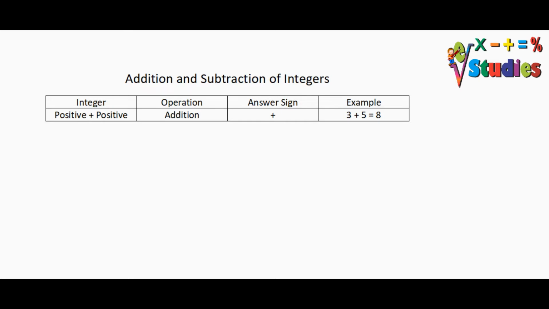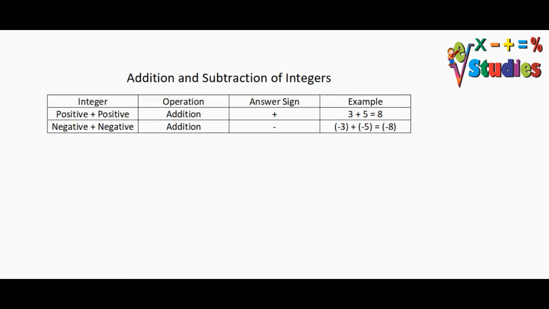When we have got two positive integers, we need to perform addition on them, and the sign of the answer will be positive. So for example, we have got here positive 3 and positive 5. Yes, we need to do addition on them. So 5 plus 3 will give us 8, and the answer sign is positive. And remember students, that we do not put the positive sign if the integer is positive.